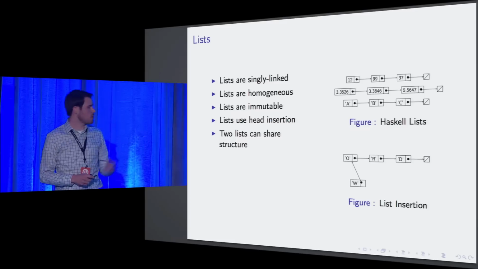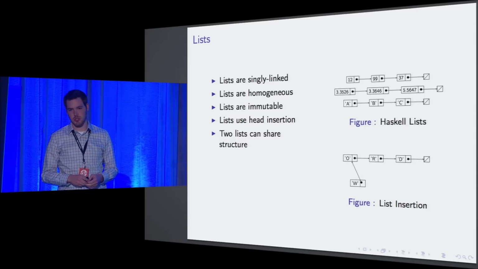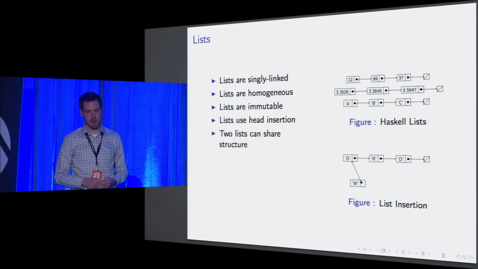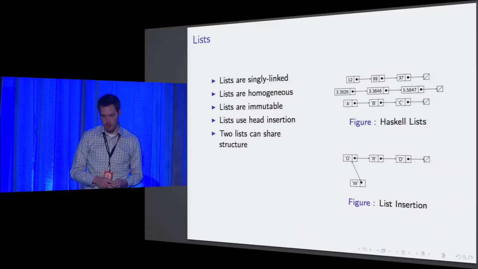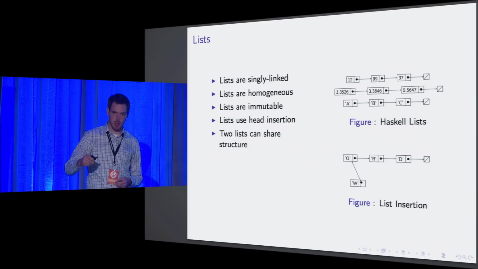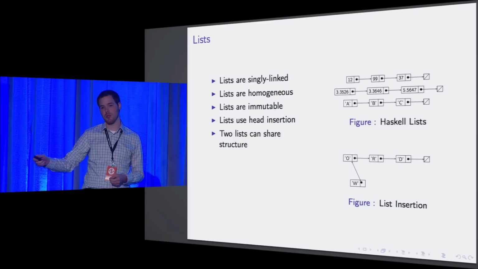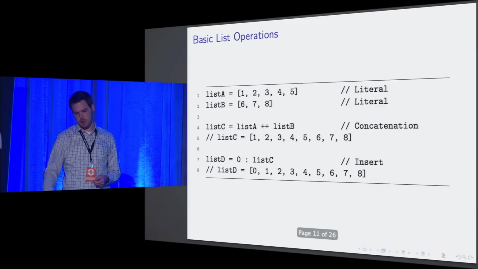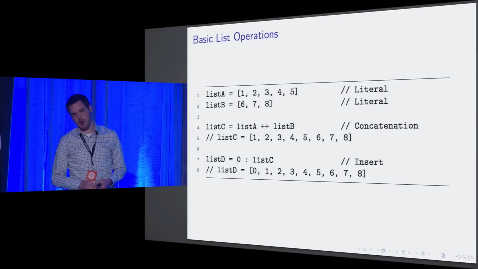There are some other properties that we take advantage of in Haskell. A list is homogeneous. All the types in the list have to be the same. It's, of course, immutable, but two lists can share structure. So if you insert a new element, you don't create a new full copy of the list. As in the bottom right figure, you simply have a new element and a new entry point to an already existing list. Of course, you have all your regular basic operations.